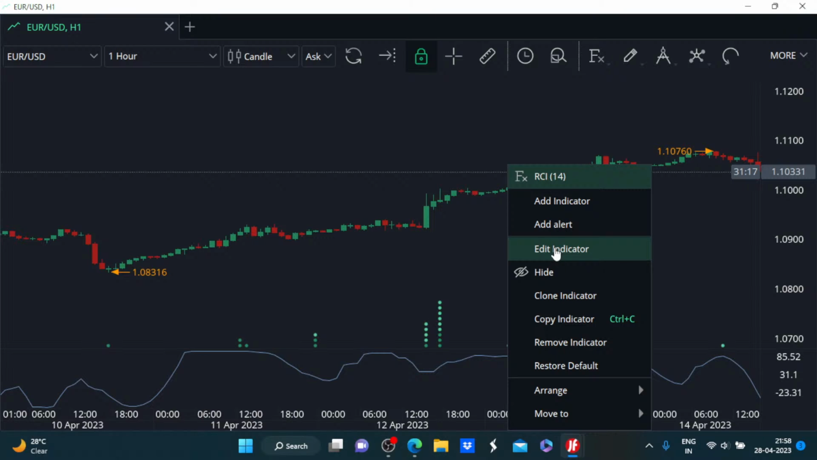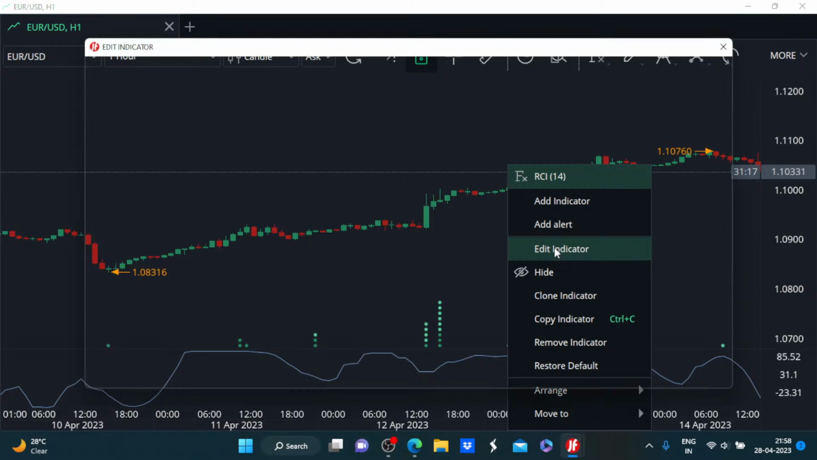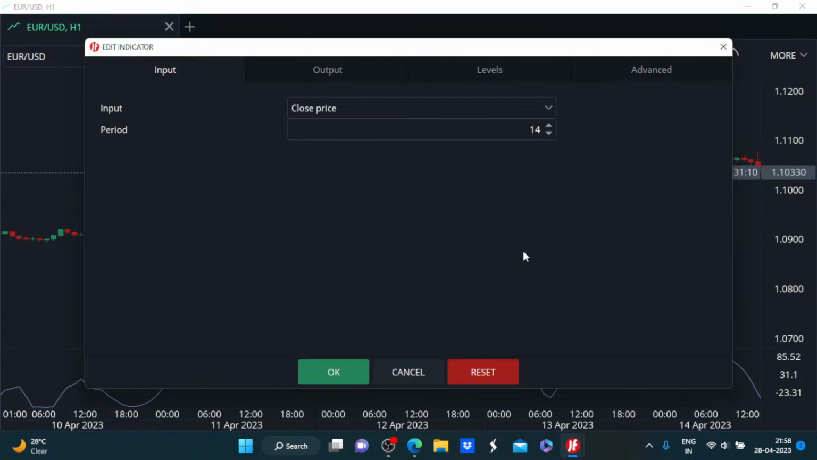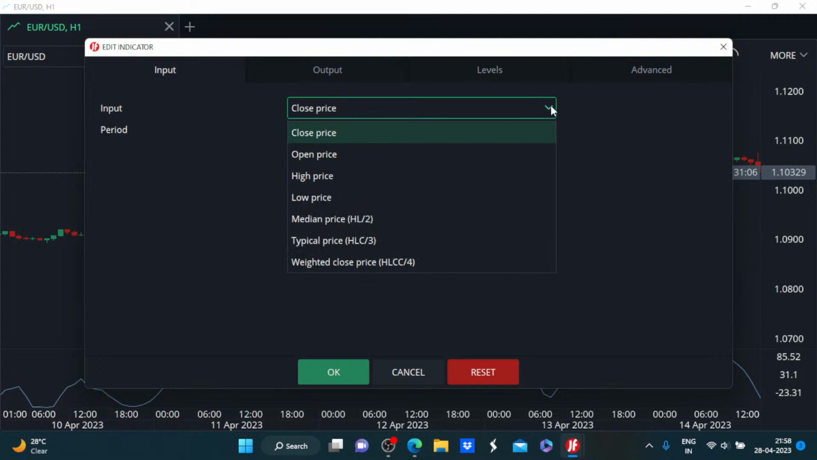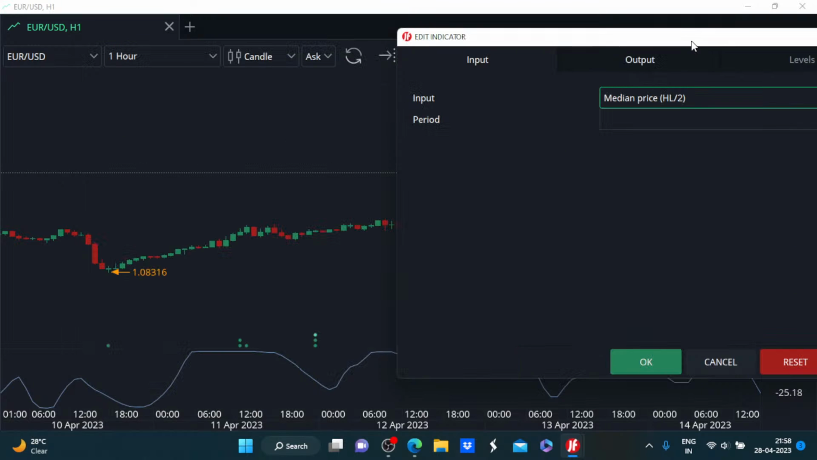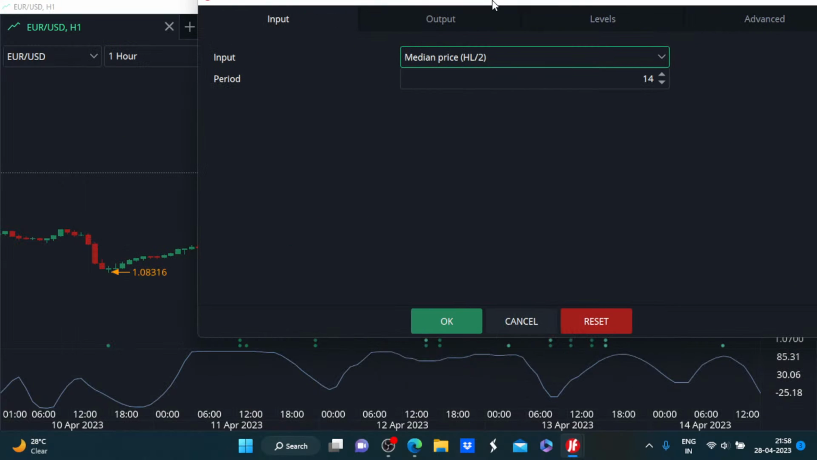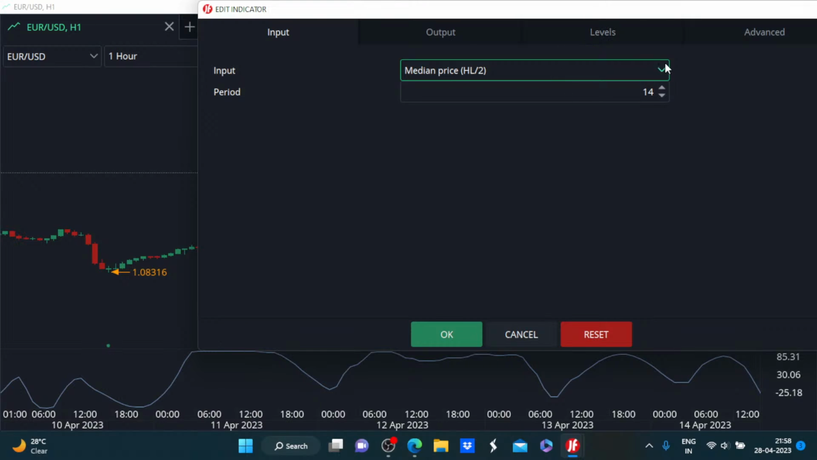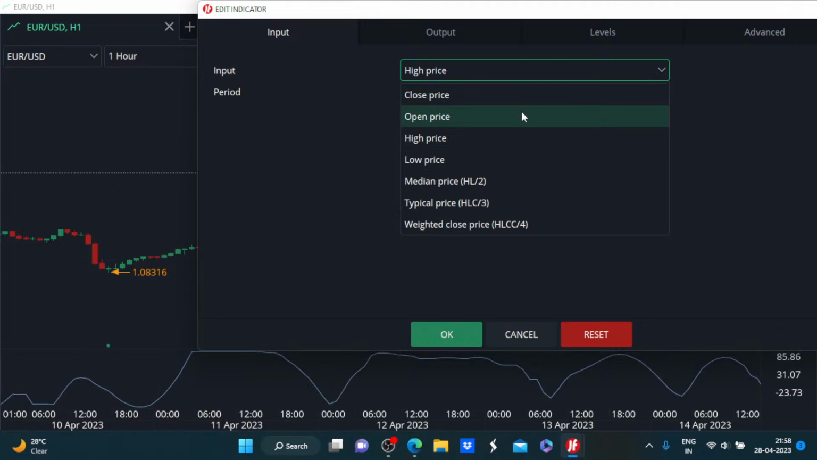We are going to consider these editing options provided on the platform. The input can be varied. We can go for different types of applied prices: close price, open price, high price. Depending on what kind of price you use for the input mechanism, you will see changes in the output of the indicator. So we will have to try out these different combinations.